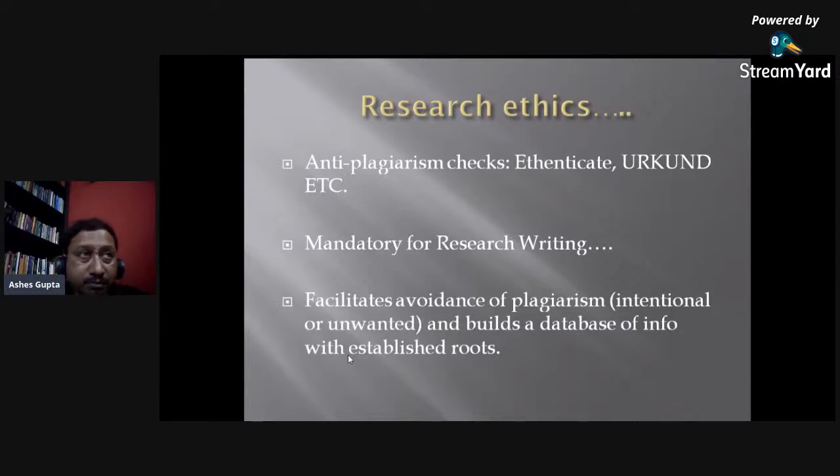What does it facilitate? It facilitates avoidance of plagiarism, intentional or unwanted, unwarranted, and builds a database of info with established rules. After a plagiarism check, whatever you present has an established root in logic. It has a root tracing its origin. So therefore, whatever you present becomes credible, and you as a researcher, you have earned your credibility.